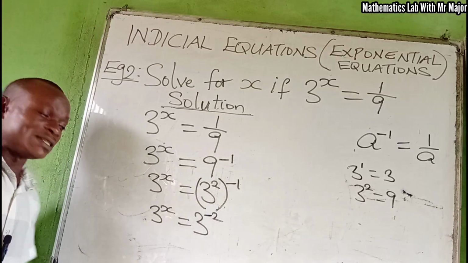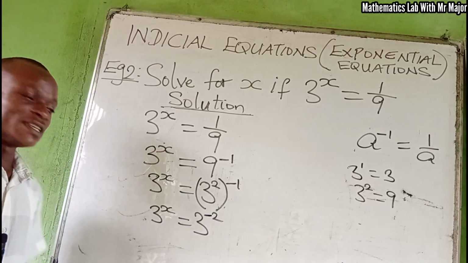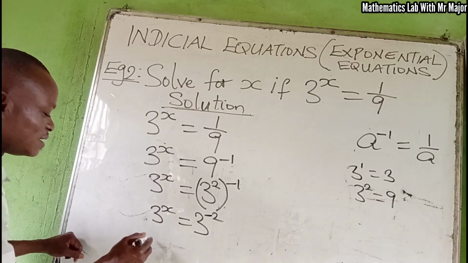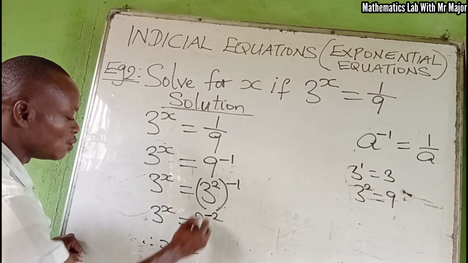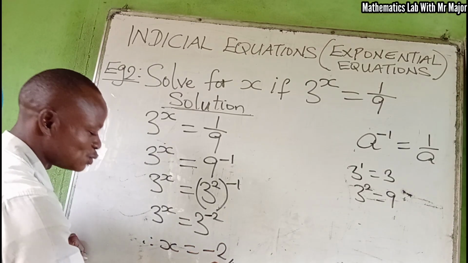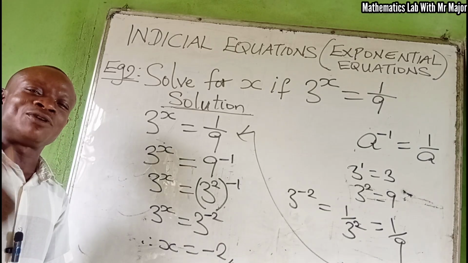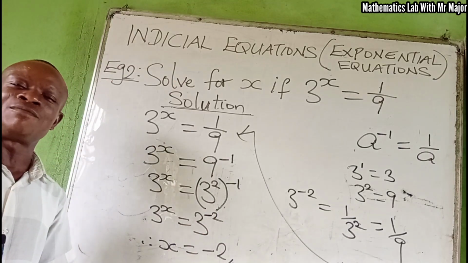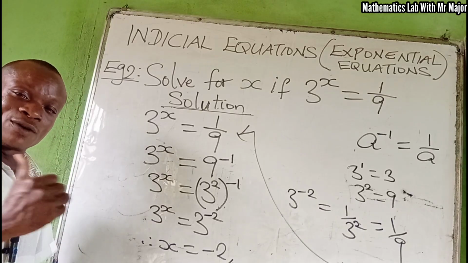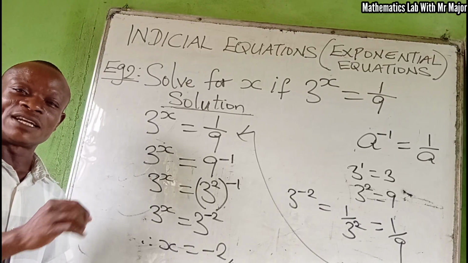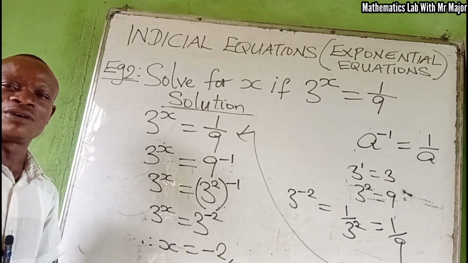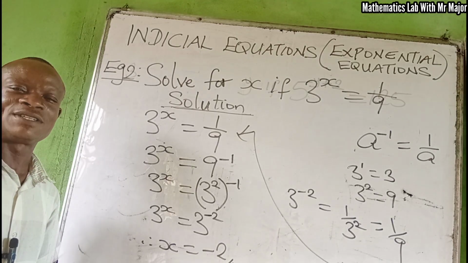Again, like example 1, the bases are the same now. Since the bases are equal, we can equate the powers. That means our x is equal to minus 2. You will notice that I am always making references to the laws of indices. If there's any one of them that you don't really know, you can go back to my previous video that I titled Lesson 1, Laws of Indices, and you will understand the laws quite better.